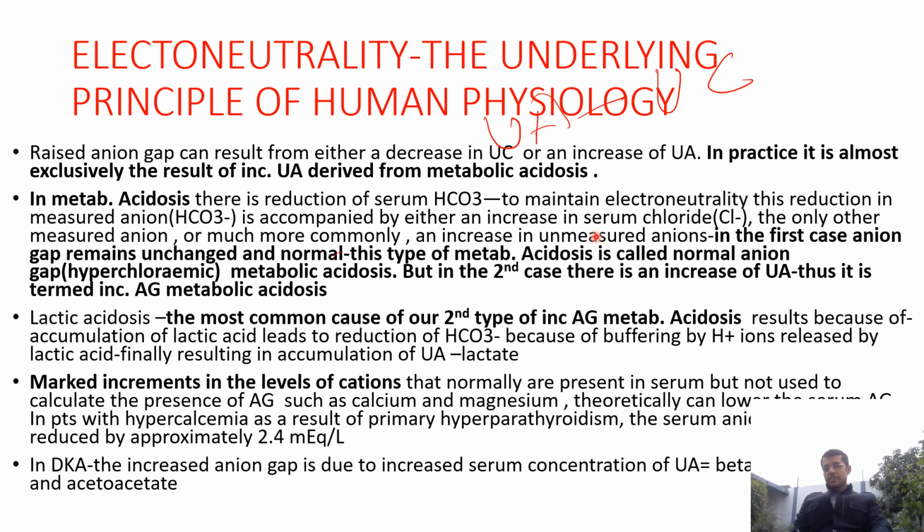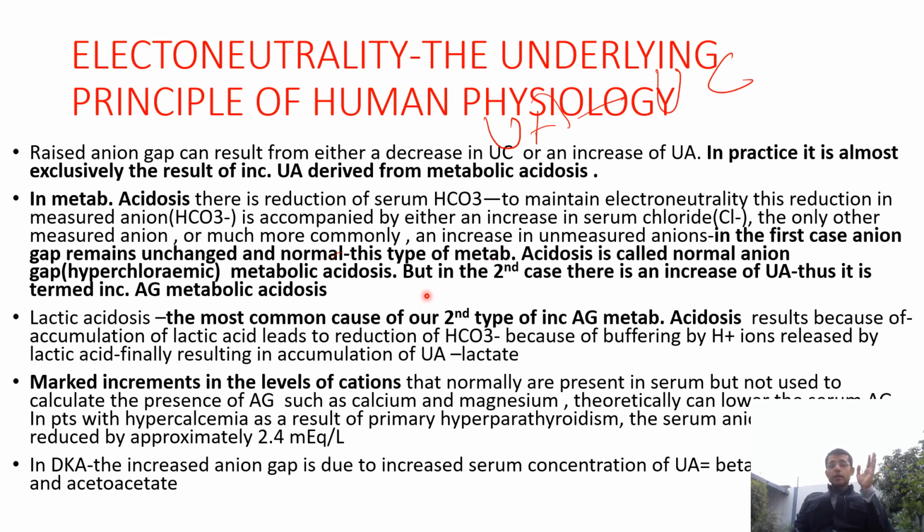If chloride increases to maintain the electron neutrality, then in that case, the equation, that is sodium plus potassium minus chloride plus bicarbonate: bicarb goes down, chloride goes up. The anion gap is sodium plus potassium minus chloride plus bicarbonate. So in that case, the anion gap will stay normal. But it is a metabolic acidosis. So what type of metabolic acidosis is it? It is hyperchloremic normal anion gap metabolic acidosis.